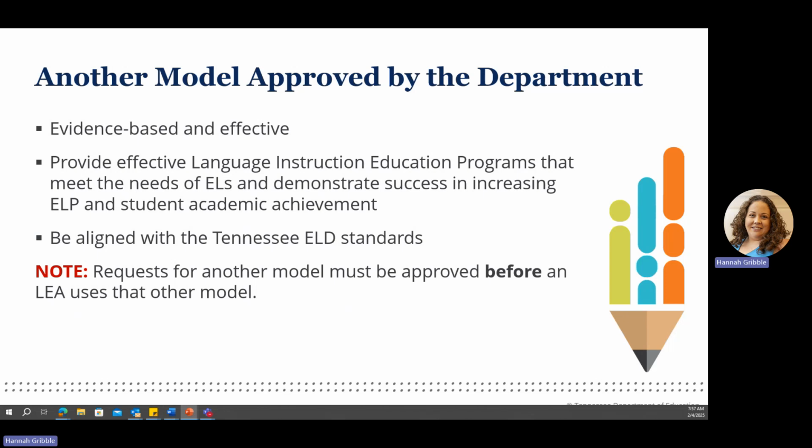To use another model approved by the department, the LEA must prove that the model is evidence-based and effective, and that it provides effective language instruction that meets the needs of ELs and demonstrates success in increasing English language proficiency and student academic achievement. It also must be aligned with the Tennessee ELD standards. Requests for another model must be approved before the LEA uses the other model.